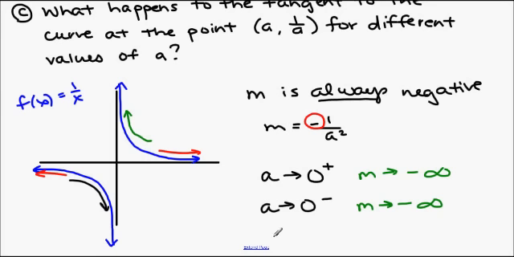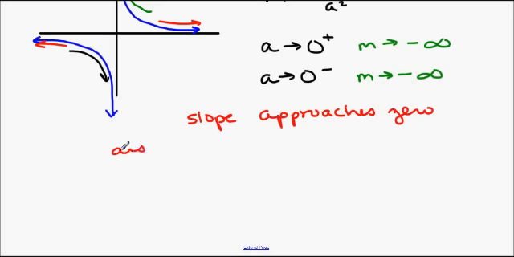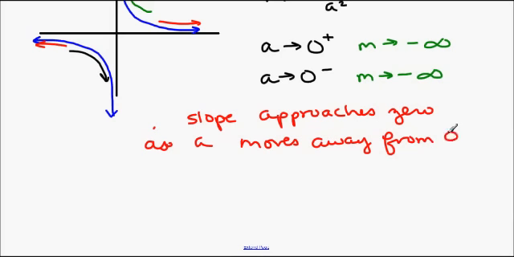So the slope approaches 0 as a moves away from 0, but it is still a negative number.